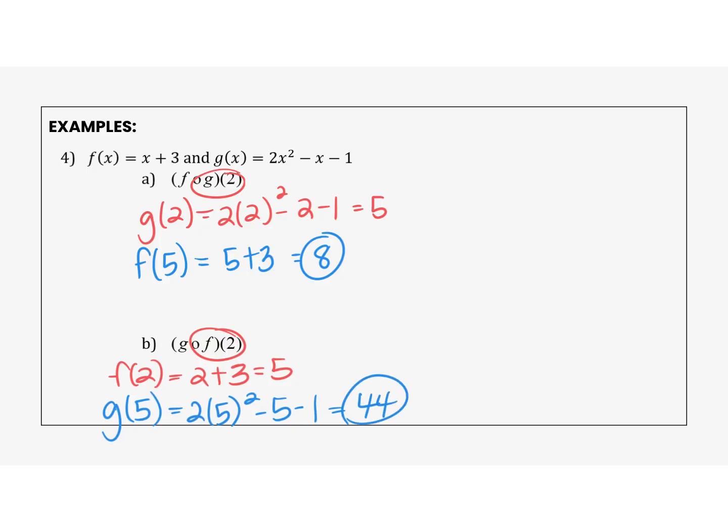Okay, so that is function operations and composition of functions.